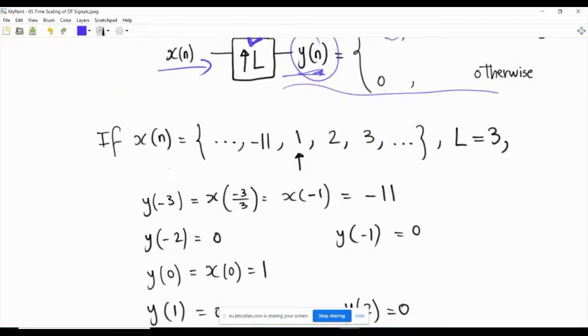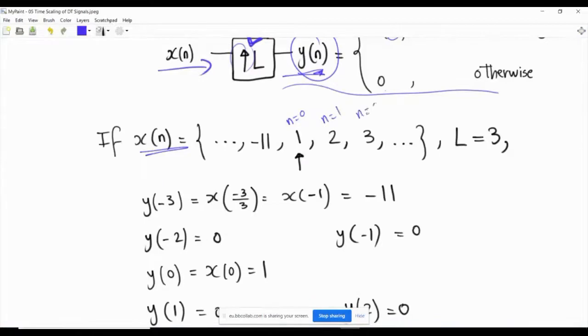So let's take an example. This is x of n, the sequence, and in this notation for discrete time signals, these are the samples of the sequence, and there will be an up arrow here. This is different from the previous up arrow. This up arrow in x of n means that this is n equals 0.